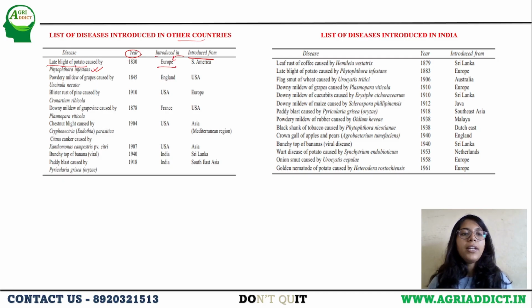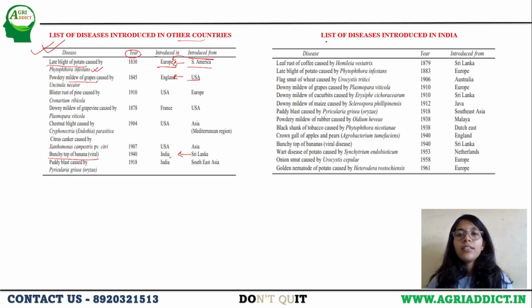For example, late blight of potato was introduced from South America to Europe. Powdery mildew of grapes was introduced from USA to England. And here you can see that banana bunchy top was introduced in India from Sri Lanka. So you can memorize this list for the purpose of the exam.